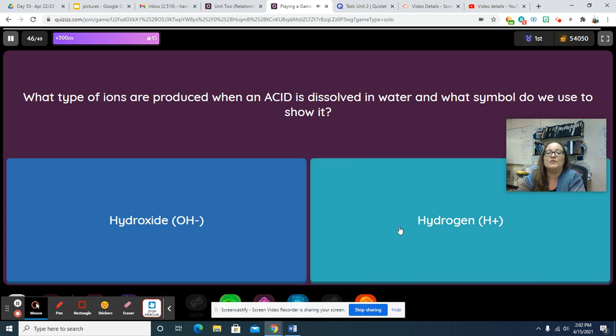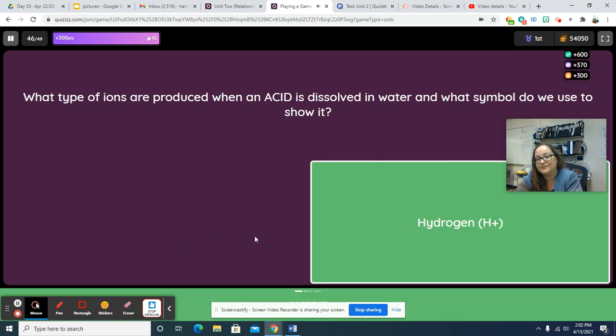What kind of ions are produced when an acid is dissolved in water? So it's called the pH scale because it's percent of hydrogen.